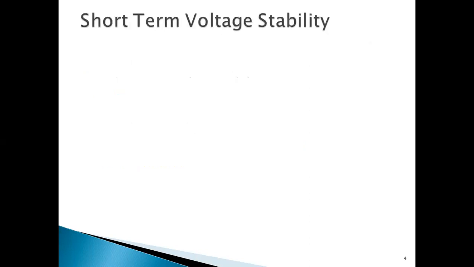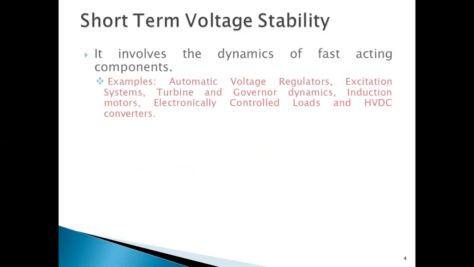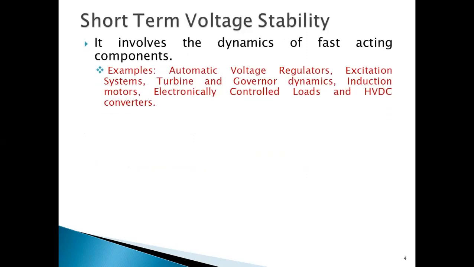Now let us discuss what is short-term voltage stability. How do we define short-term voltage stability? It involves the dynamics of fast-acting components. What are the examples of these fast-acting components? Let me give a few examples. Automatic voltage regulators, excitation systems, turbine and governor dynamics, induction motors, electronically controlled loads, and HVDC converters.